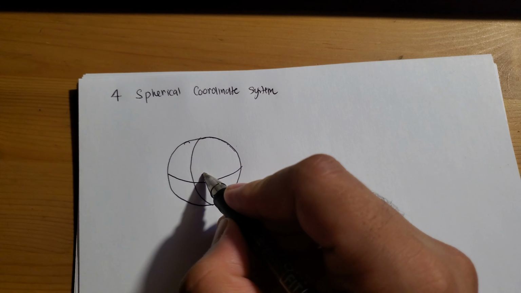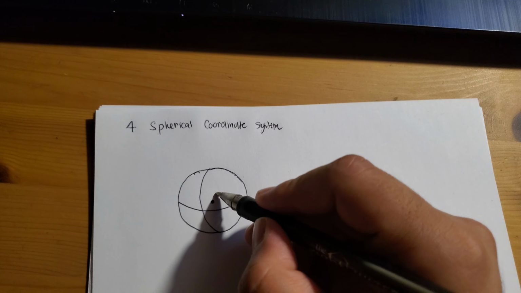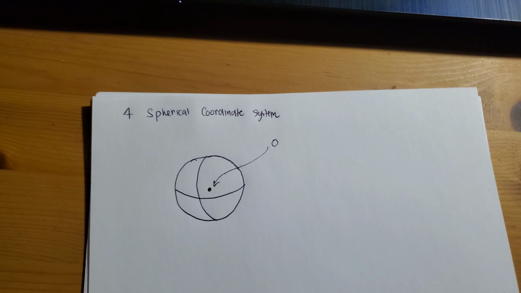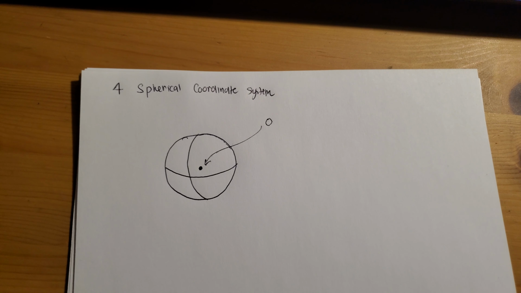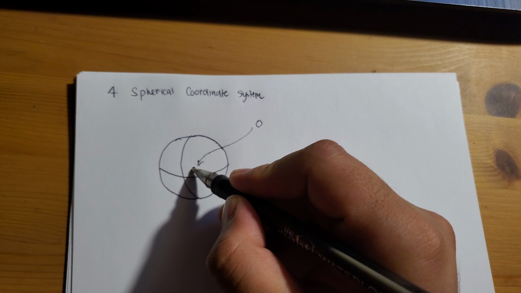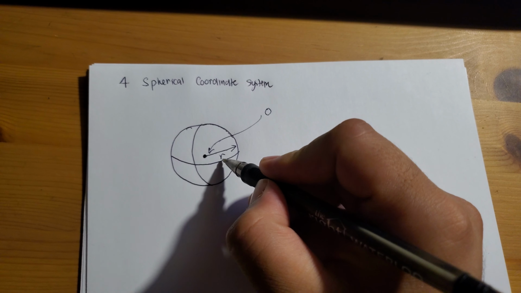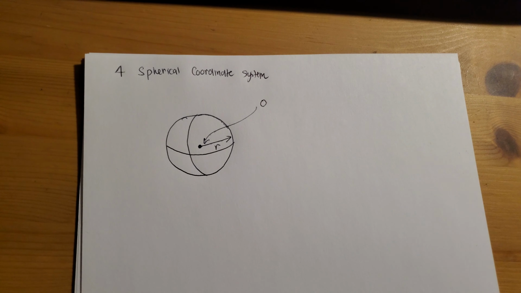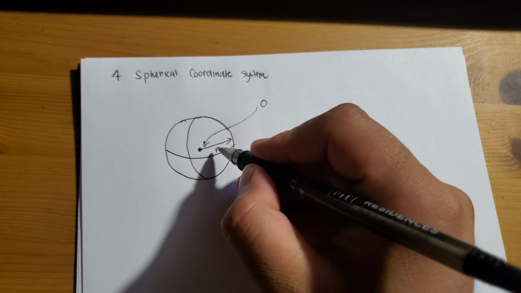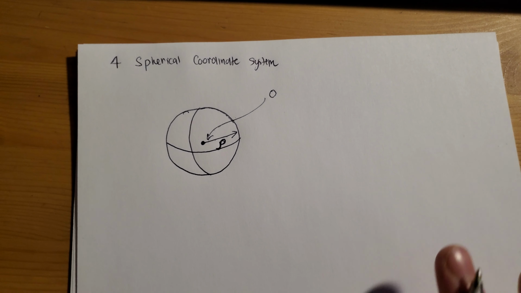It has an origin, which we will call the center of the ball, and we can just say that's O as our origin. Now imagine this ball has a radius of r. R can change back and forth. In spherical coordinates, instead of r, we will call it rho.